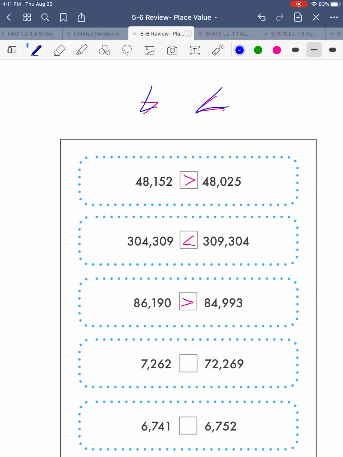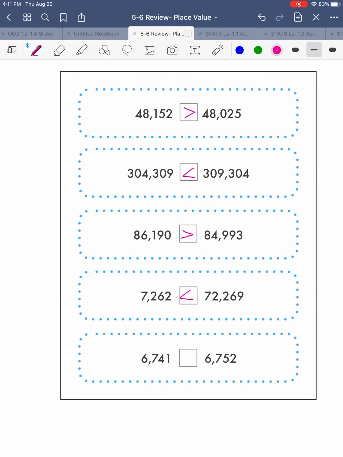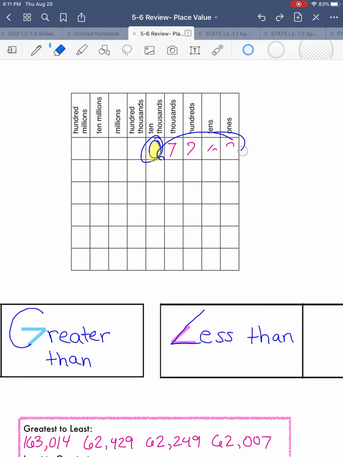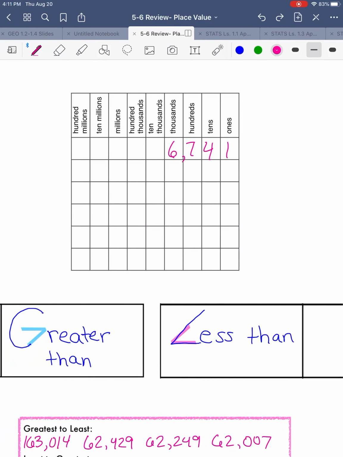Well, I need to be able to draw an L. This is the one that matches. So I'm going to put in a less than symbol. Okay? And then the last one, 6,741. That one is only in the 1,000s place. So I can go back over here and do 6,741. The second number is also in the thousands place, not the 10,000s, not the 100,000s. So 6,752.